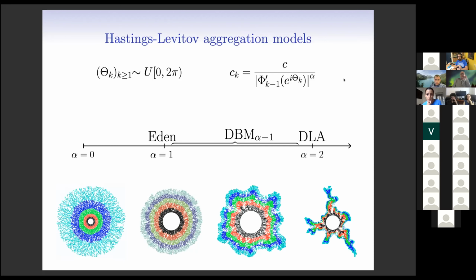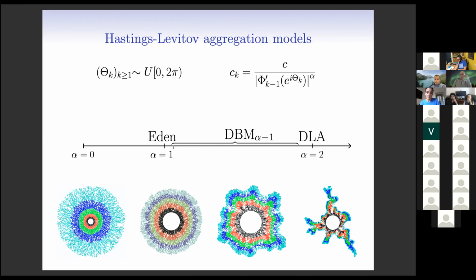And what Hastings and Levitov argued is that with these choices of parameter, the clusters should grow roughly according to harmonic measure to the power alpha minus 1, where alpha is this exponent here. For alpha equals 1, we should see roughly uniform growth on the cluster boundary. And so that should be a candidate for the Eden model directly in the continuum. For alpha equals 2, we should see growth according to the harmonic measure. And so that's a good candidate for DLA.